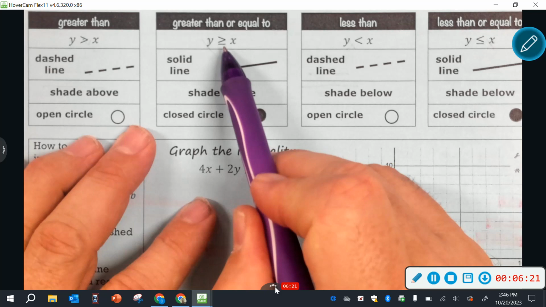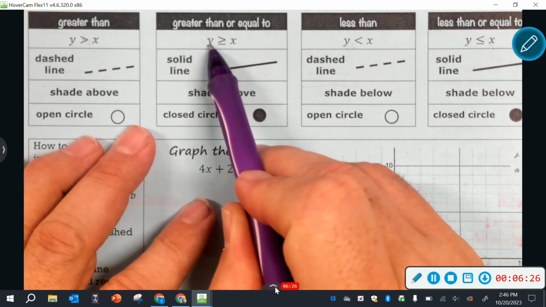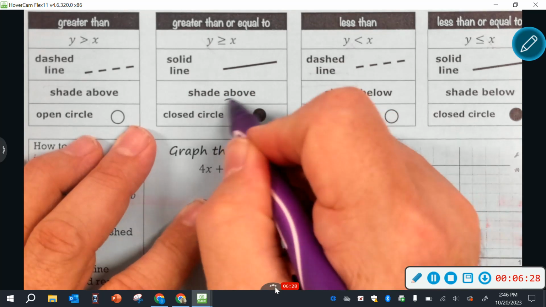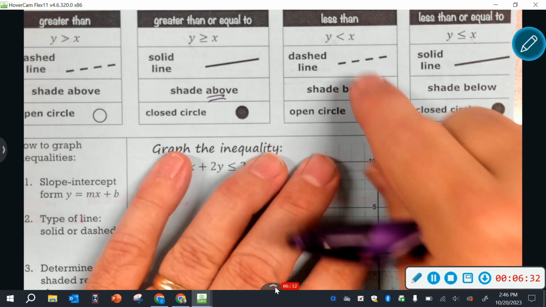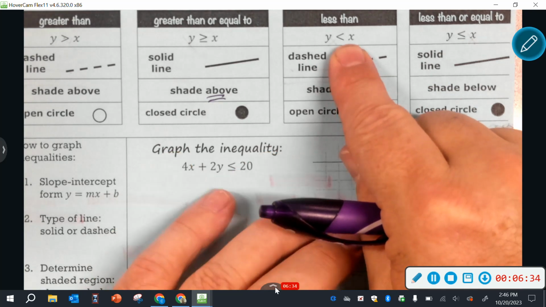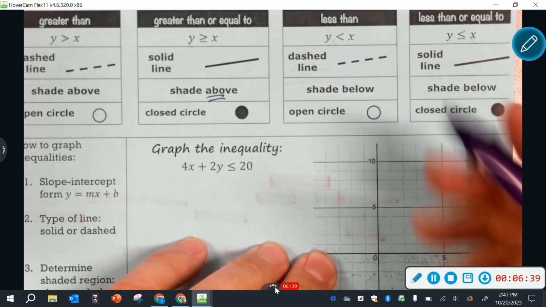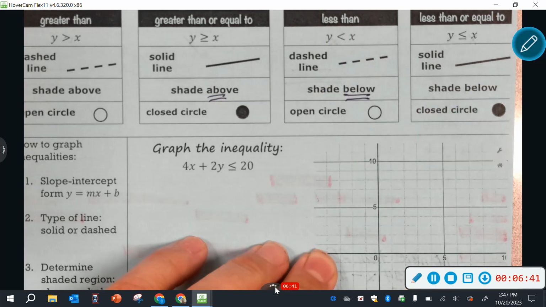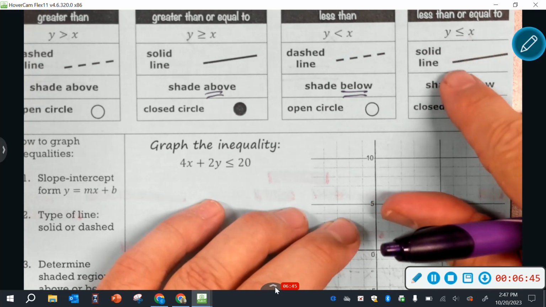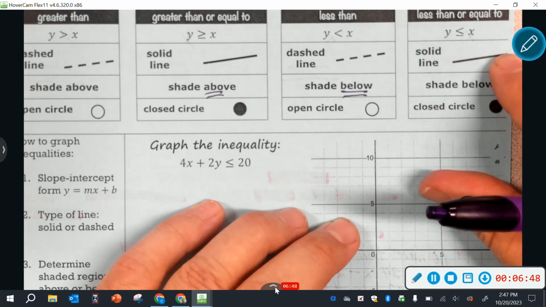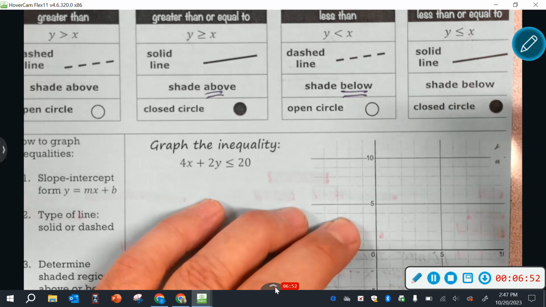Now if it's Y greater than or equal to X, that's going to be a solid line. And again, it's Y greater than, so we shade above. And now look at this. We have Y less than X. Again, it's a dashed line, except it's Y less than, so we're going to shade below. And here we have Y less than or equal to X. So again, this one is a solid line, but this time it's Y less than, so we're going to shade below.